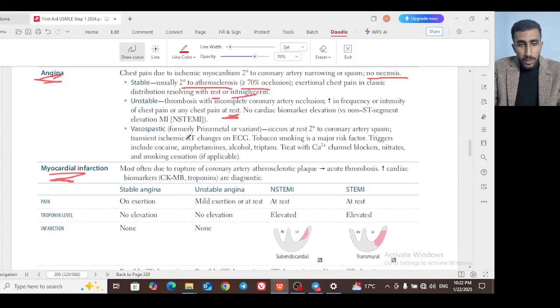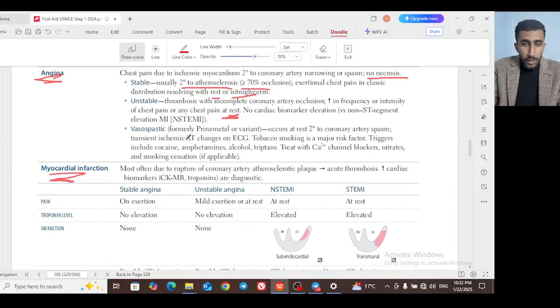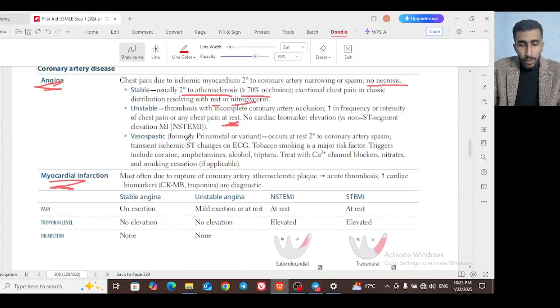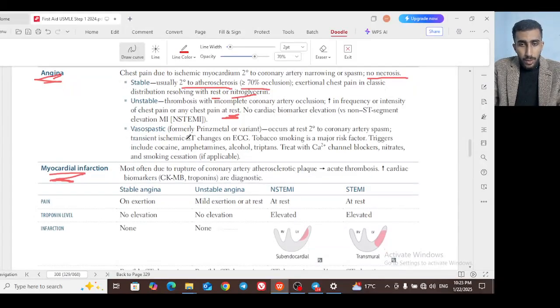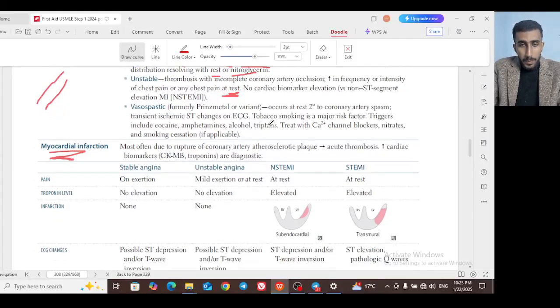The third type, which is less common, is vasospastic angina. The former name of it was Prinzmetal angina or variant angina. This also occurs at rest. It has nothing to do with exertion, but it occurs secondary to coronary artery spasm. So the vessel lumen is normal. There is no atherosclerosis blocking it or anything in the vessel wall, but you may have a precipitating factor. There are a lot of precipitating factors such as tobacco smoking, and a lot of drugs such as cocaine, amphetamine, alcohol, and triptans.